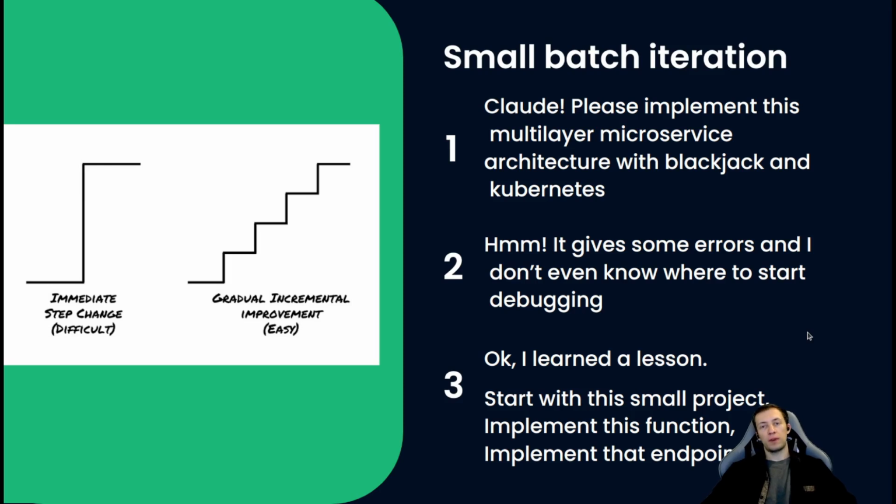The third important observation is working in incremental small batches. Hey Claude, please implement this multi-layer microservice architecture with Blackjack and Kubernetes. Or for non-engineers, it could be just the description of a product with multiple different features. The project was coded. Depending on the instruments that you are using, it might work more or less, but sometimes it might give a couple of errors and you are not sure where these errors come from.